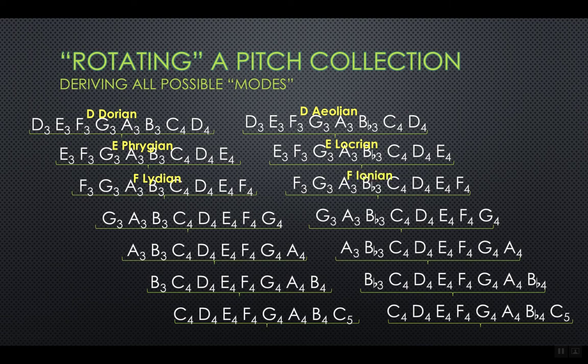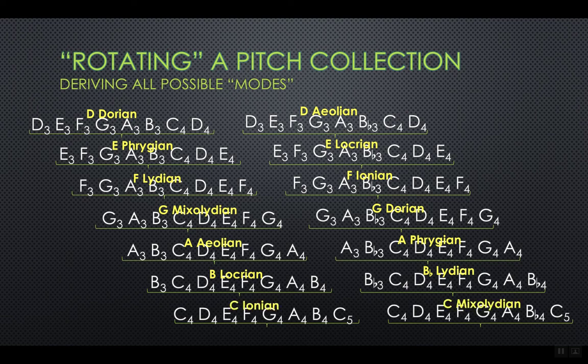This one's F Lydian. This is F Ionian. G Mixolydian. G Dorian. A Aeolian. A Phrygian. B Locrian. B flat Lydian. And C Ionian. And C Mixolydian. Okay. Like I said, the aim of this next part of the presentation is to make this a bit clearer.